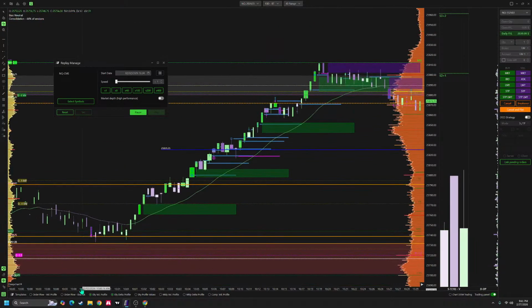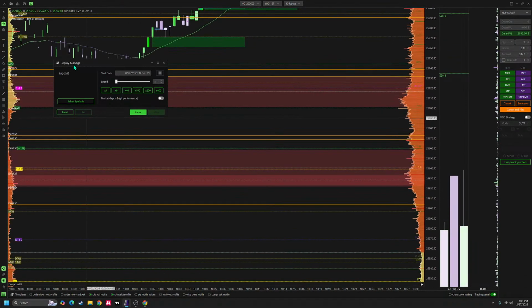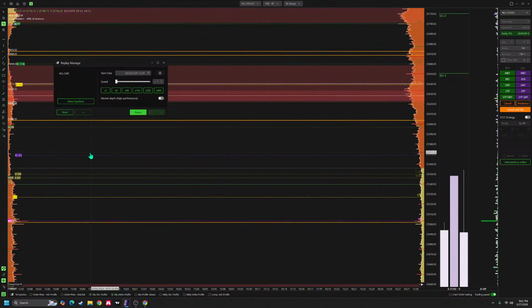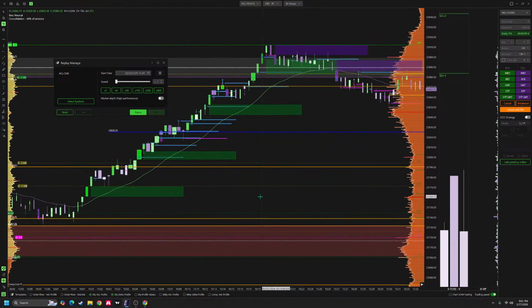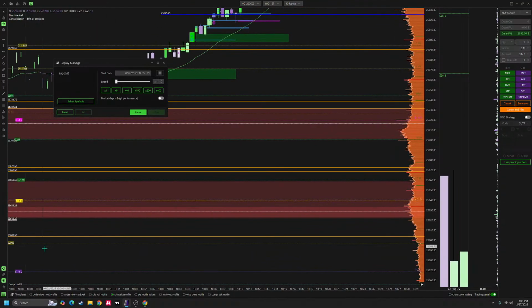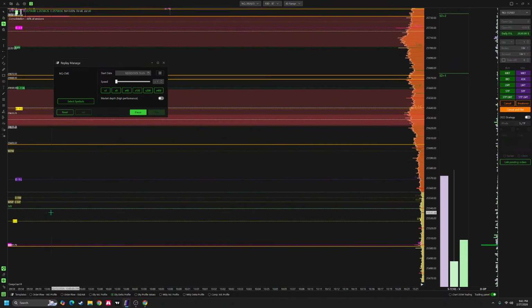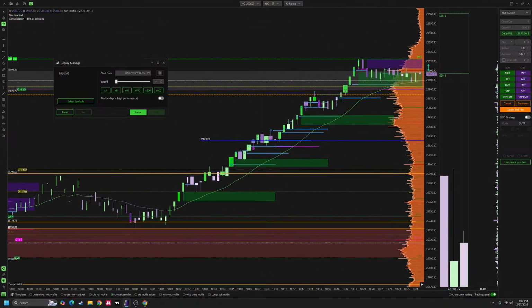which is, where the hell is it? You got too many lines here. I don't even know where it is. I got too much stuff. Need to get rid of this daily profile. Oh, that's the initial balance middle. Here it is, all the way down here. So this value area low on the composite.